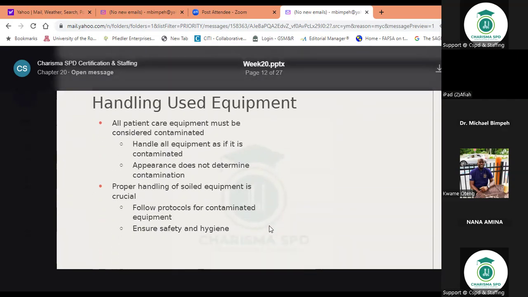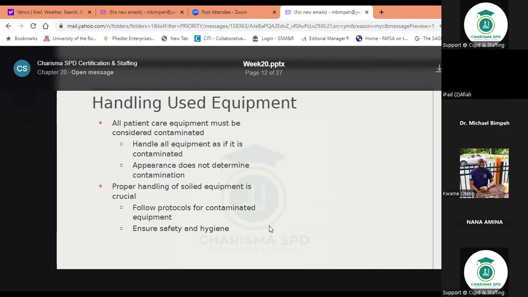Handling used equipment. All patient care equipment must be considered contaminated. That is the central heart, or the soul, of what we call standard precaution. By now, all of you know what we mean by standard precaution.